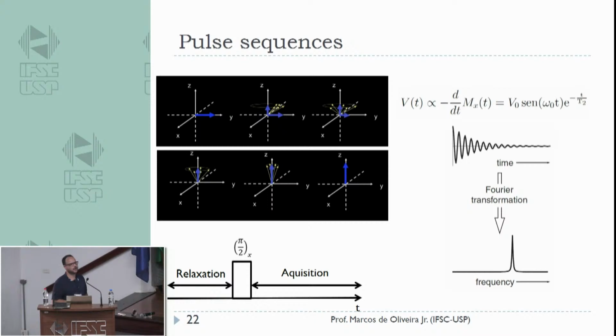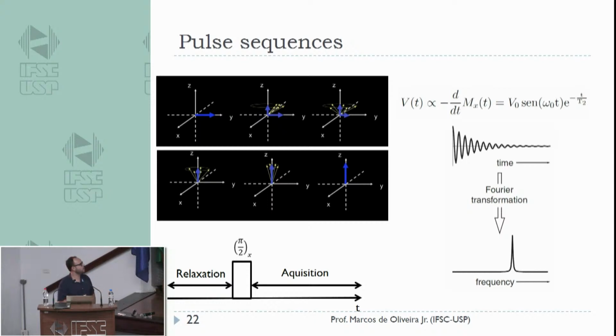So if we put it all together, we have our NMR experiment. You start with a pi-half pulse, and then your system starts to evolve. This magnetization is spinning around the B0 field, giving an oscillating signal. And this oscillation decays because of relaxation. Then we have a signal that has this shape here. And this is how we represent the pulse sequences we are applying.